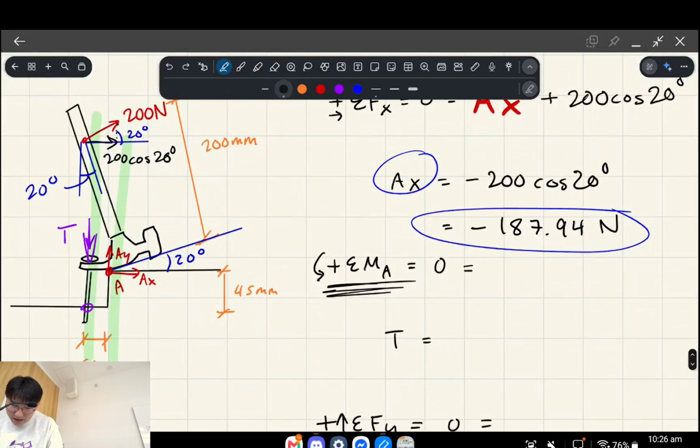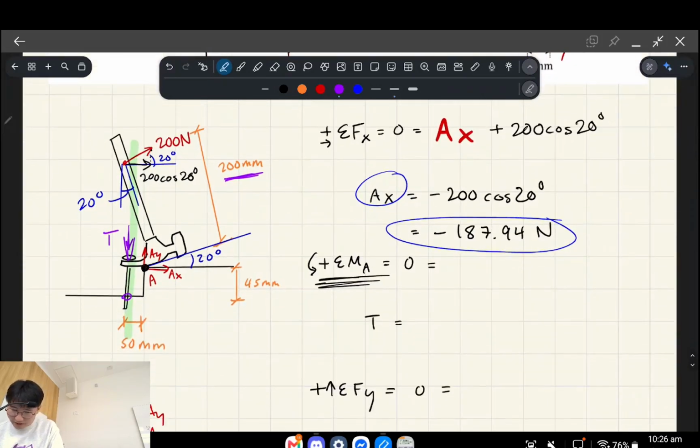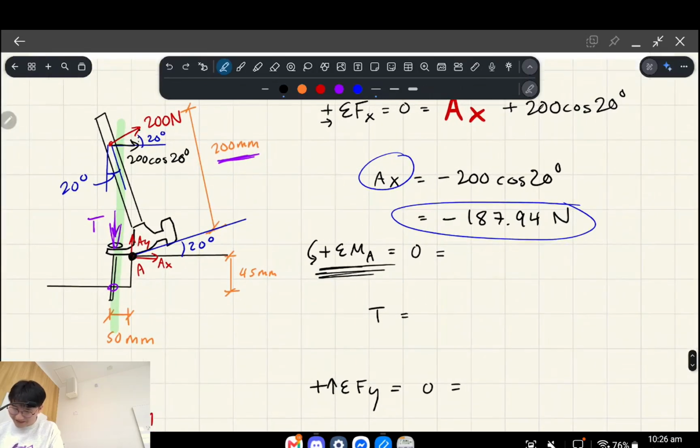My point is, if we take the sum of the moments about A, what we're going to find is we actually already know the geometry. I didn't draw that very well, but yeah, we know the difference is 200 mil, and we also know the difference between this point to this point, right? The lever arm, I should say.